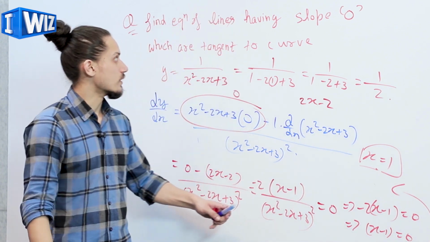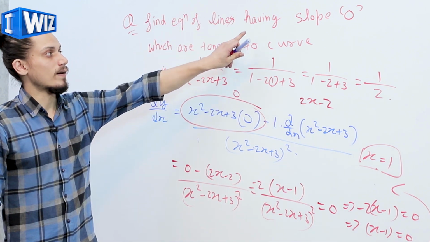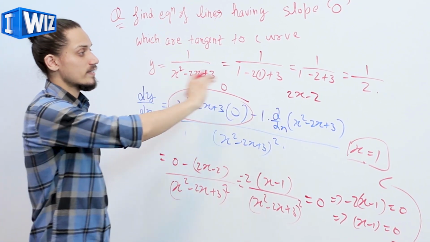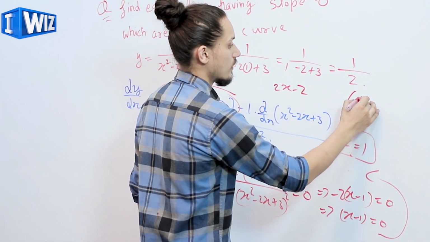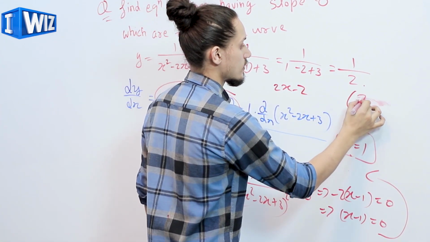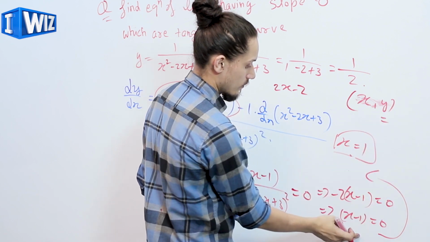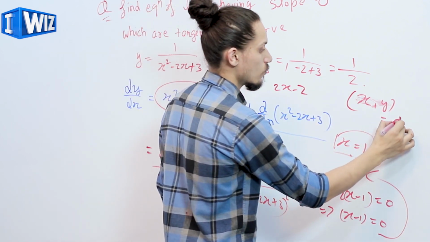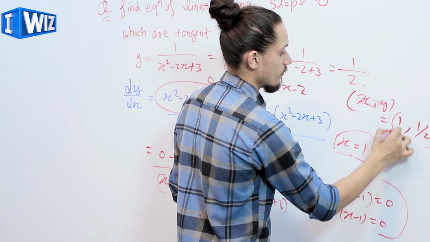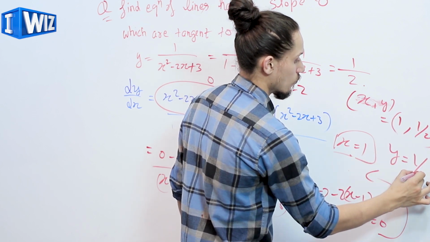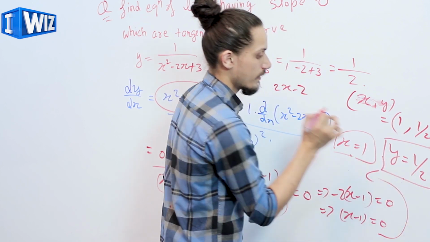So the equation of lines having slope 0 which are tangent to the curve is through the point x, y is equal to x की वैल्यू क्या हमारे पास 1, y की वैल्यू है 1 by 2, that is 1, 1 by 2, is given by y is equal to 1 by 2, and hence the result.